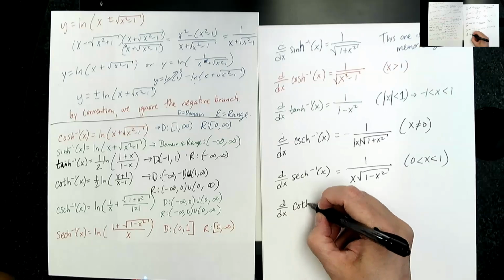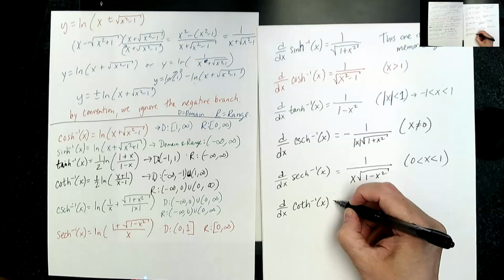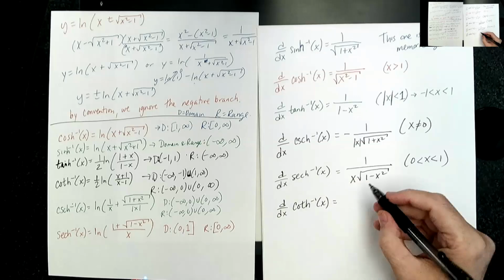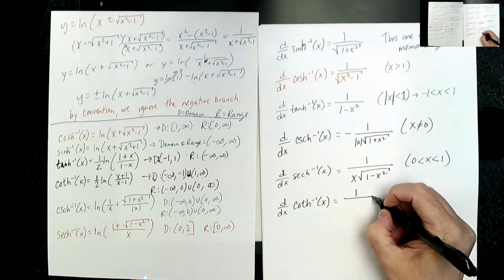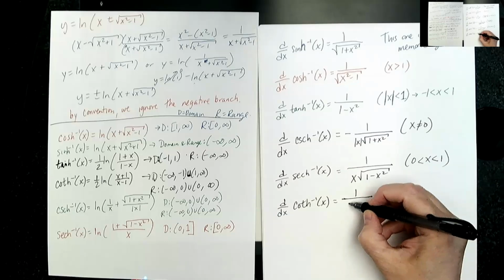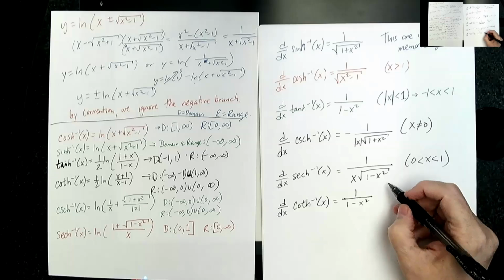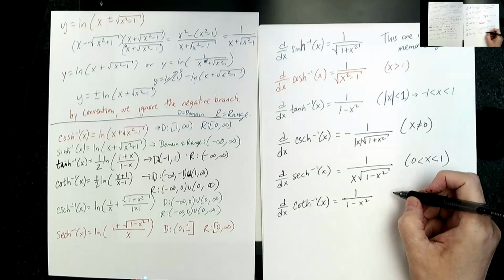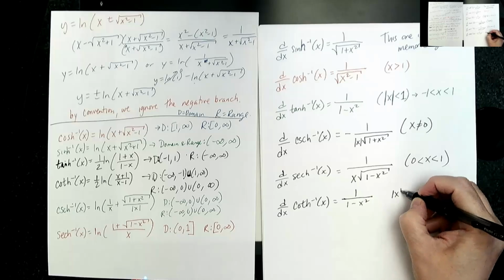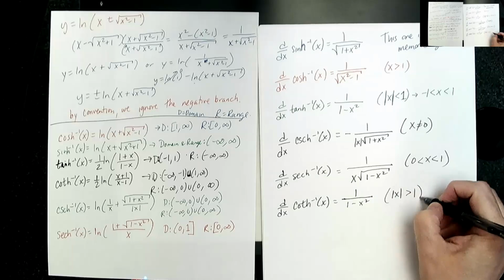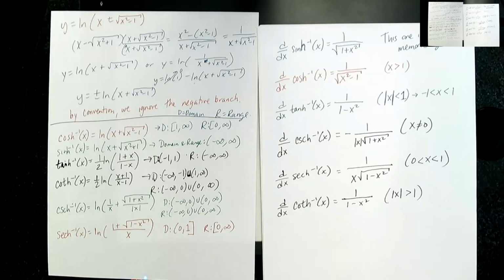And cotangent. It's 1 over 1 minus x squared, which is nice. And we require absolute value of x to be greater than 1 this time. So it's just like the hyperbolic tangent, but the opposite domain.